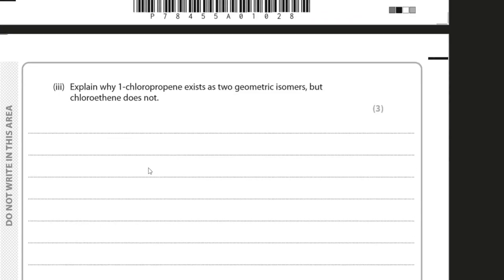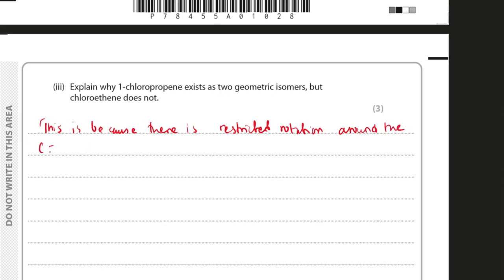So we can write the first reason is that this is because there is restricted rotation around the carbon to carbon double bond in both molecules.